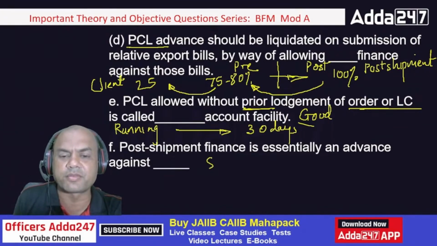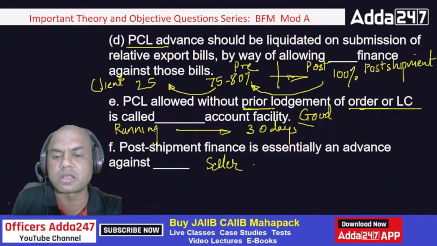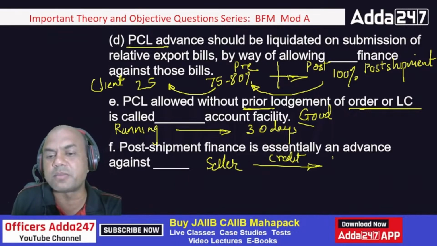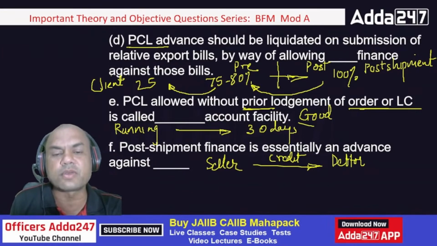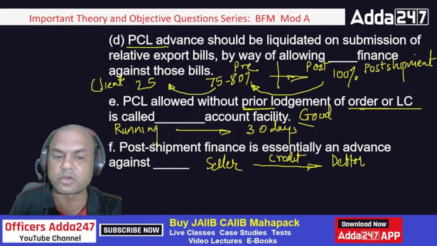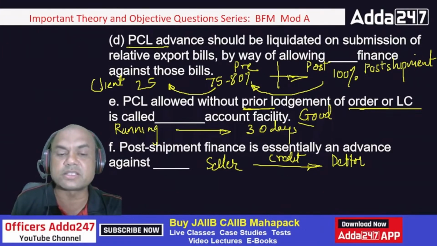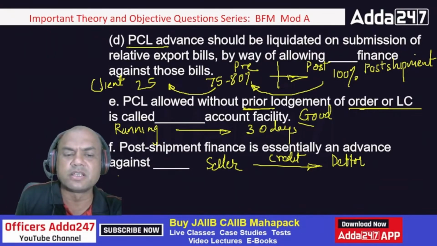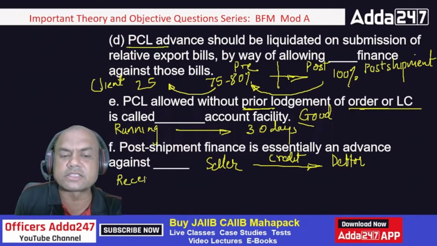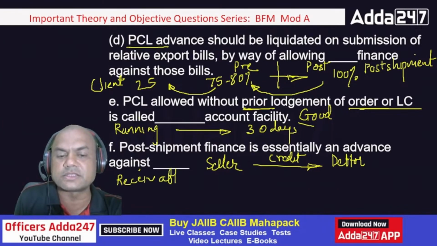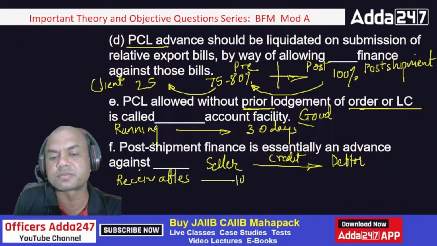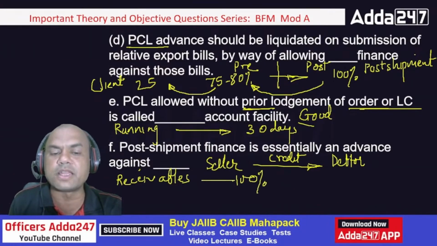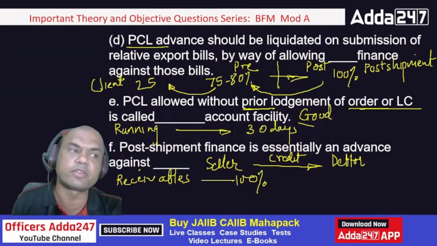See here, I am the seller. I have sold it on credit, right? So if I have sold it on credit, this guy becomes my debtor, the buyer or the importer in that country. So this debtor financing is always what is called post-shipment finance. So that is the advance against what? This is basically receivables. Debtor means receivables. It means I'll be financing the receivables. That's why these receivables are financed at 100%, complete 100%. So post-shipment finance is always given against receivables and given for 100%.